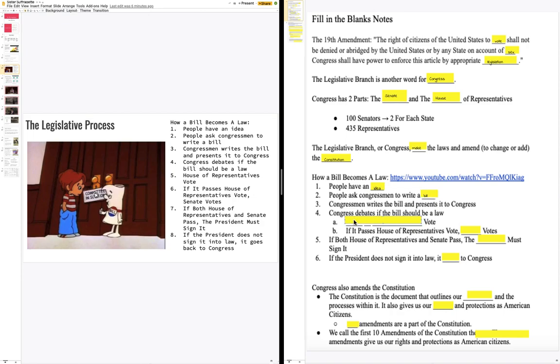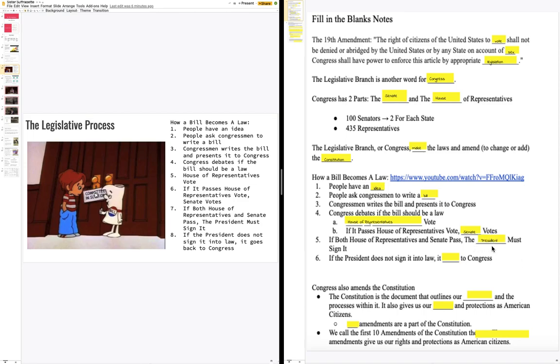Then he'll present it to Congress and Congress will debate whether that bill should be a law. So first the House of Representatives votes, and then the Senate votes. First it goes to the House and then the Senate. If both the House and the Senate say, yeah, we think this should be a law, then they hand it over to the president.